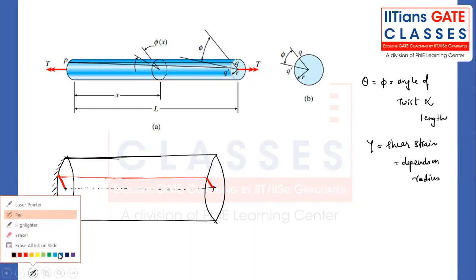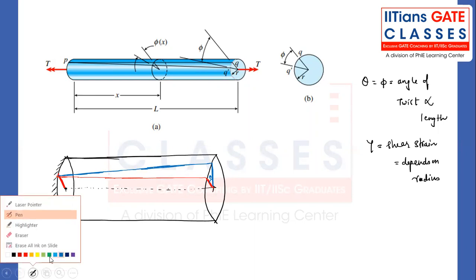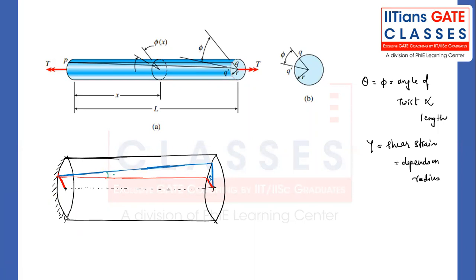So here I am just twisting by this amount. So this will be the line joining of this one. Something like this. This will be gamma. So here, what I'm writing, I'm just taking one more section view here.